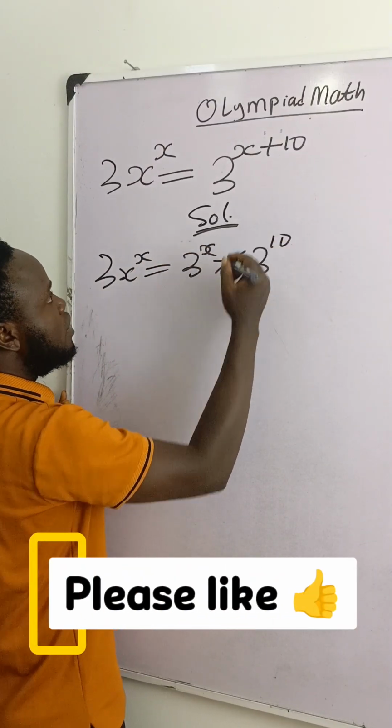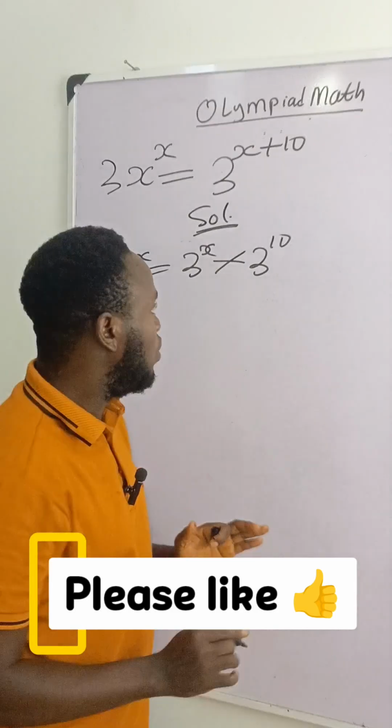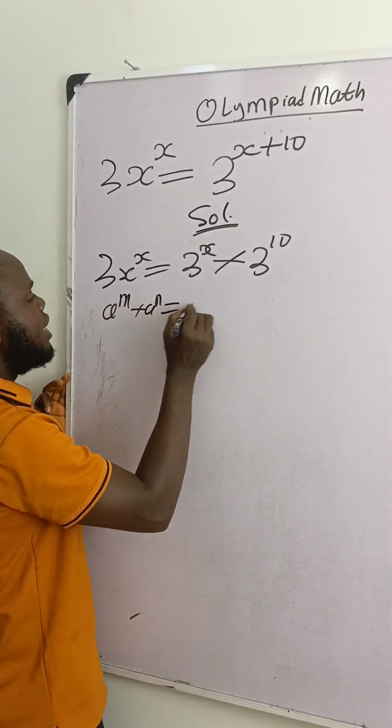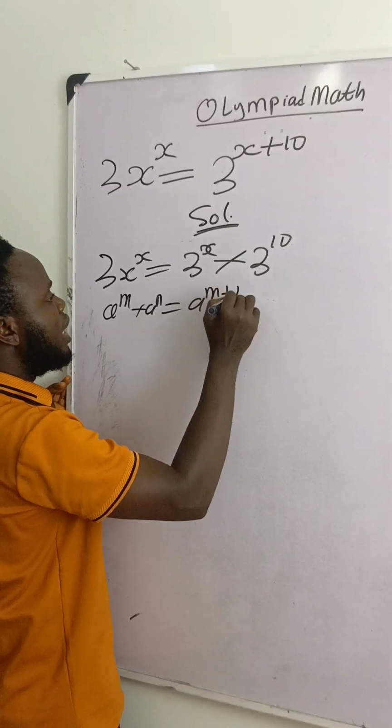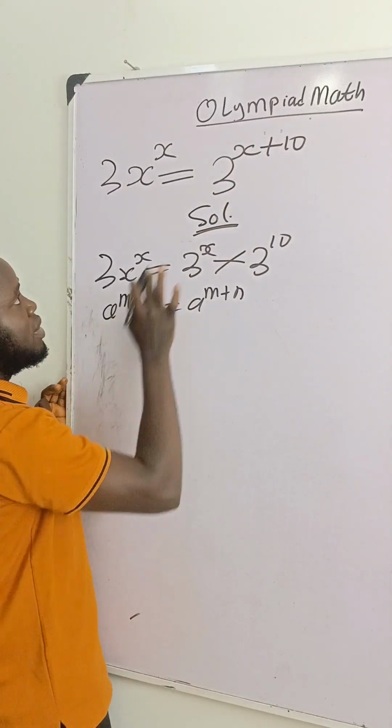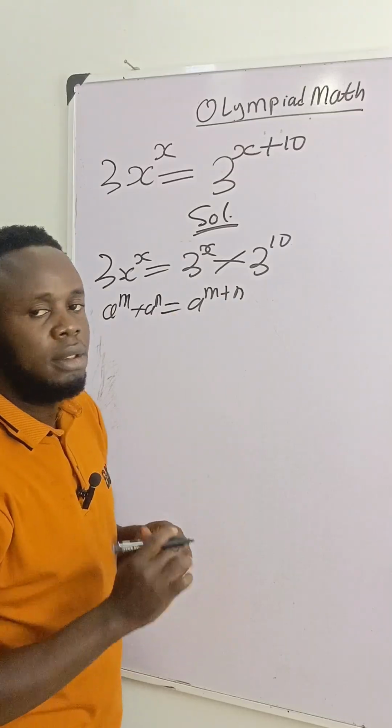3 raised to the power 10. You know, multiplication law of indices: a raised to the power m multiplied by a raised to the power n is equal to a raised to the power m plus n. So this and this are the same. I expanded this one to give this. That's what I did here.